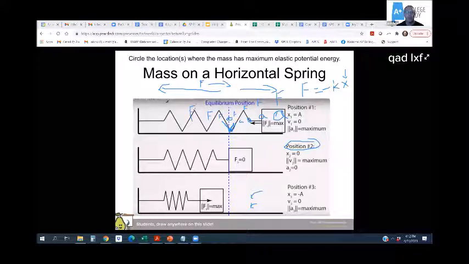And it's going to continue to get larger until it gets back to the maximum displacement at the back, which is going to be -A. And we can see that down in position 3.